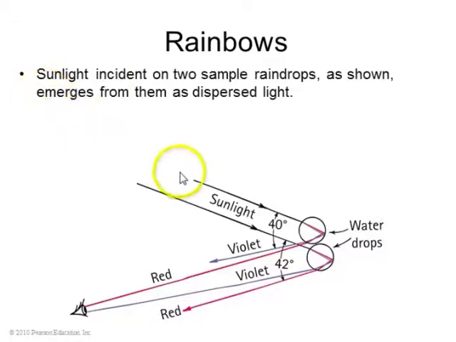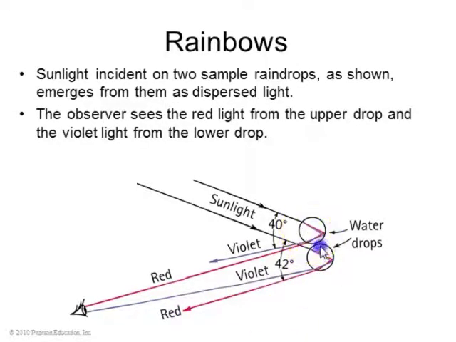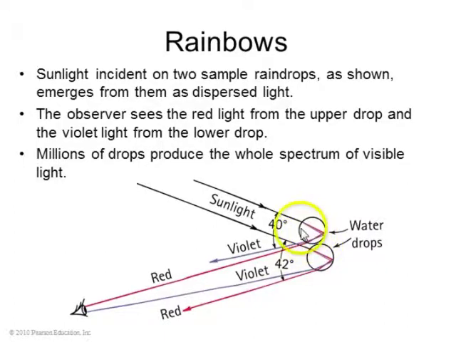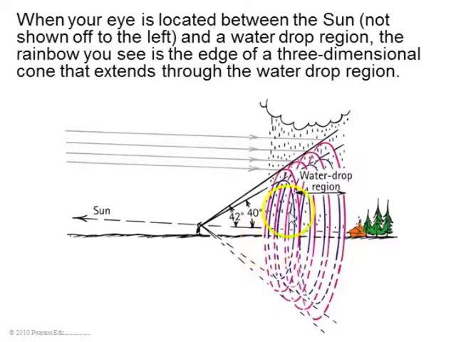So if you have sunlight hitting two different droplets, well, it can bend by 42 degrees if it's red light, and that could enter your eye if it hits this top water droplet. But it only bends by 40 degrees if it's violet light, so it will only enter your eye if it hits this droplet down here. So if you have millions of droplets between here and here, you'll see all the different colors of the rainbow. And those droplets will be on the edge of a three-dimensional cone that goes between you and this water droplet region if the sun is behind you.